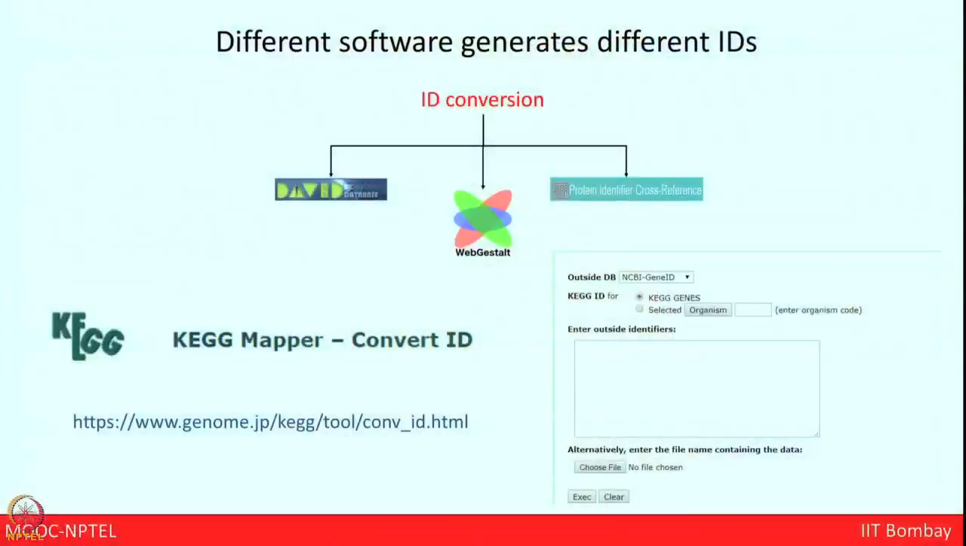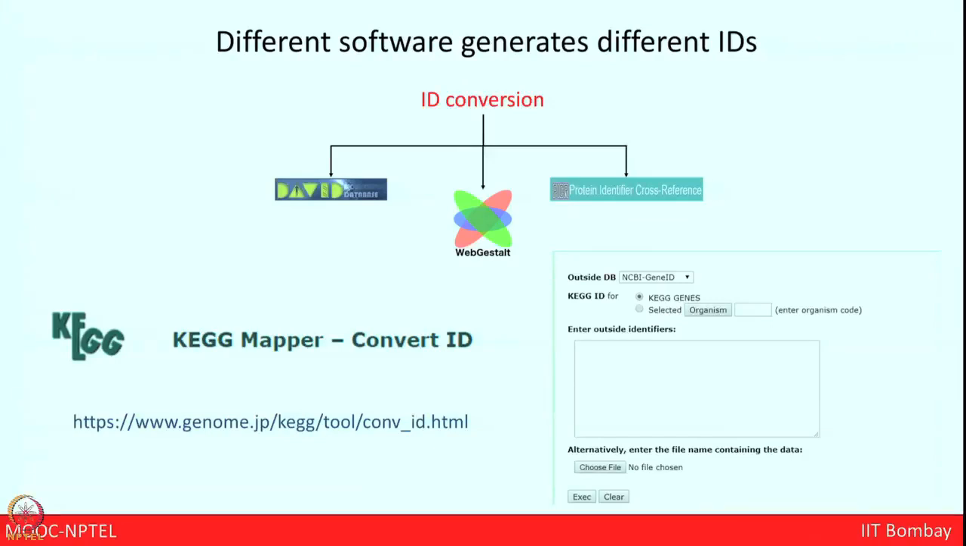DAVID, WebGestalt and protein identifier cross reference are very simple tools where we just need to put in the list of IDs, and we can select which list of IDs we will get as a conversion. But there is an important tool, that is KEGG Mapper convert ID. That is a very important tool because, unlike other platforms, we cannot put any other ID in the KEGG Mapper. We have to get the KEGG gene ID from the KEGG Mapper, and then only can we put it in the identification toolbox and get the KEGG mapping pathway.